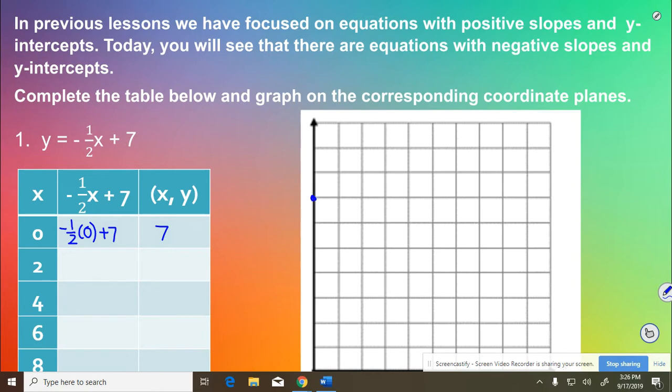Then we plug in the 2. Negative 1/2 of 2 plus 7. So I'm cutting 2 in half, which is 1, but making it negative. So it's negative 1 plus 7, which is the same as doing 7 minus 1, so it's 6. 2, 6, so I go right 2 on my coordinate plane and up 6.